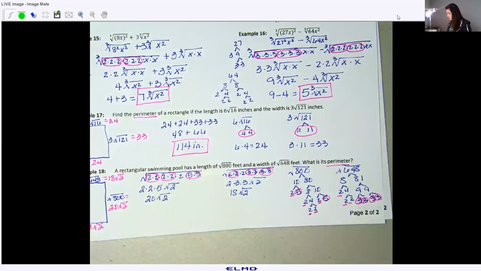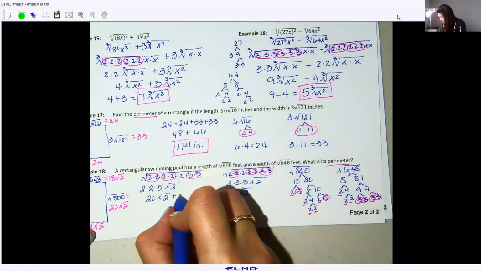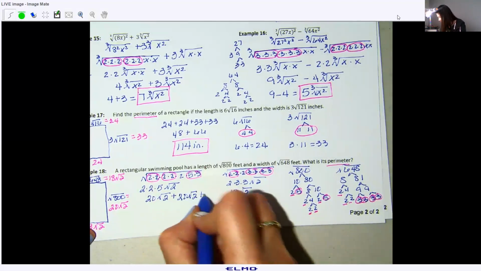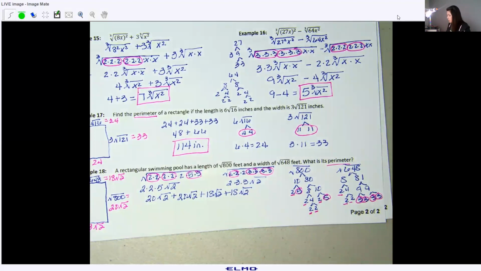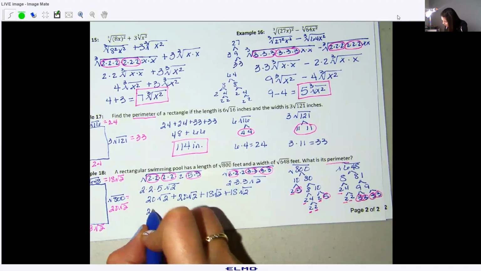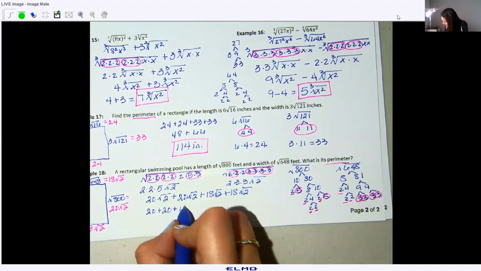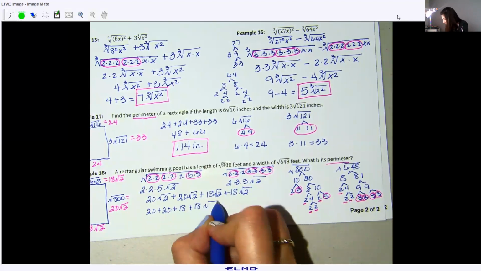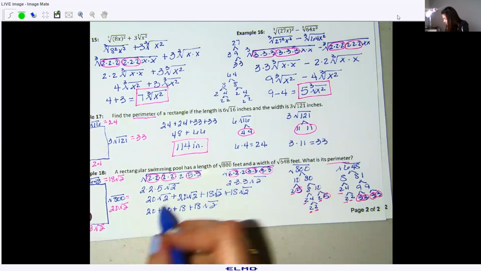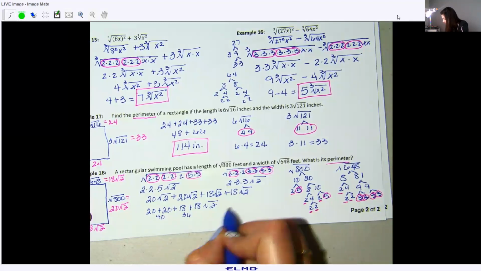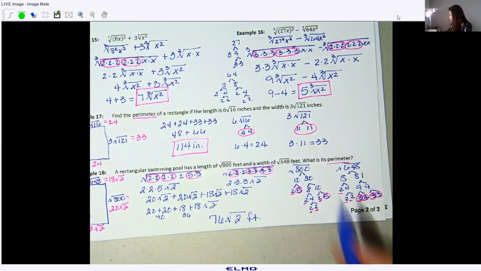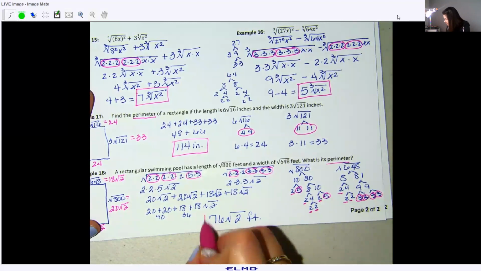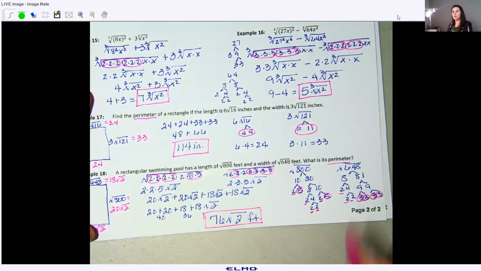Okay, so we just have to add all those together. So plus 20 square root of 2 plus 18 square root of 2 plus 18 square root of 2. So I just strung those all along. So really, I could just add up all my coefficients. 20 plus 20 plus 18 plus 18 square root of 2. So I have 40 plus 36. So this is going to give me 76 square root of 2 feet. And there you have the perimeter of that swimming pool.